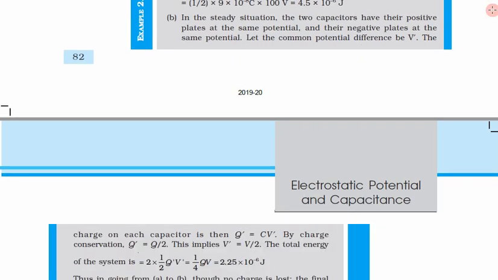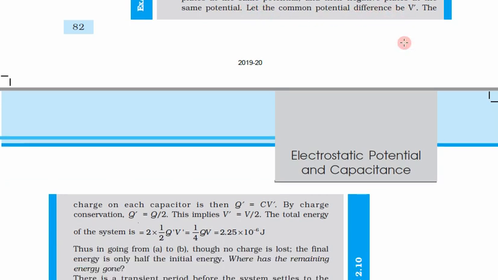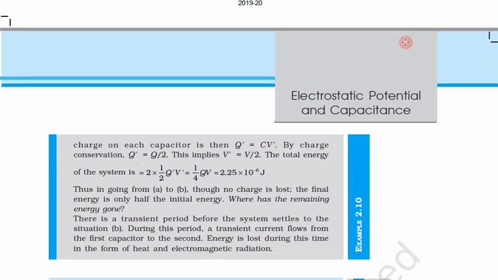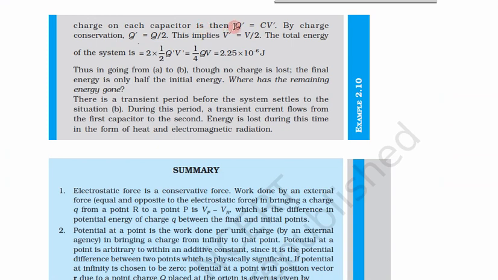Now let us see, in a steady situation the two capacitors have their positive plates at the same potential, and their negative plates also at the same potential. Let the same potential difference be V dash. So the potential difference between positive and negative plates is V dash. The charge on each capacitor is Q dash equal to CV dash. So this is the new charge. By charge conservation, this new charge would be half of the initial charge.